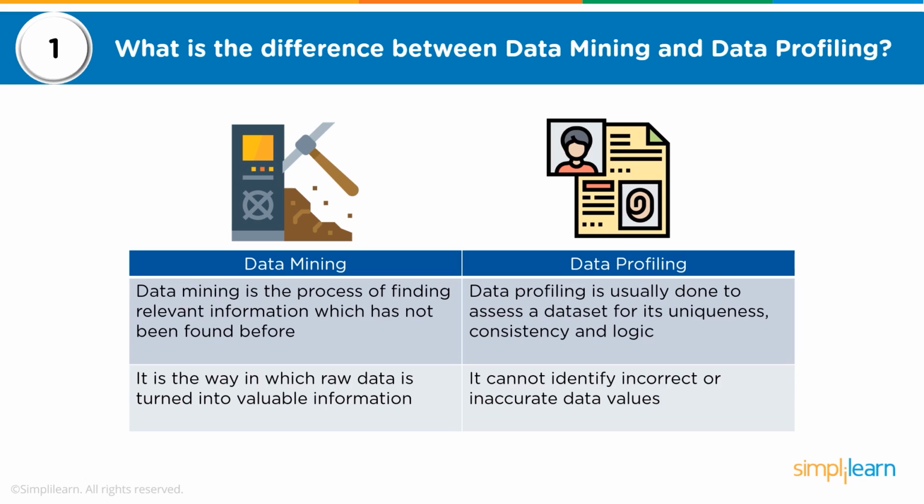Then we look at data profiling. It is usually done to assess a data set for its uniqueness, consistency, and logic. It cannot identify incorrect or inaccurate data values. So if somebody has a statistical analysis on one side and they're using the wrong data to then program your data setup, you've got to be aware that when you're talking about data mining, you need to look at the integrity of what you're bringing in, where it's coming from. Data profiling is looking at it and saying, hey, how is this going to work? What's the logic? What's the consistency? Is it related to what I'm working with?